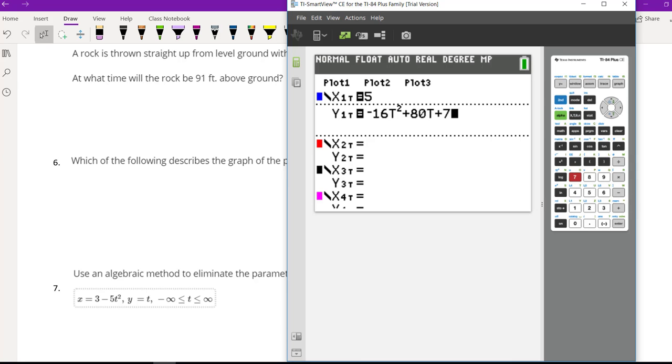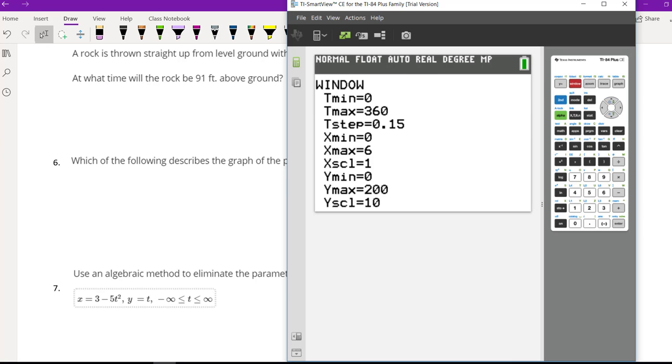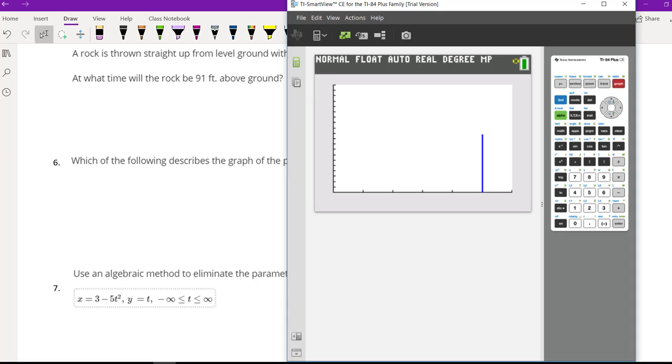Now, as far as a window goes, this is why my window for number 1 was messed up. I did this window ahead of time. I let my t go to its normal t, 0 to 2 pi, which is 360, because I have my calculator in degrees from things we were doing in section 1. Let my t step alone. There's only one x value, x equals 5, so I just put it at 0 to 6. And for y max, I wasn't sure how high the rock would go, so I picked 200 and counted by tens. So now when I hit graph, I'm going to see that the rocket goes straight up in the air, as you'd expect.